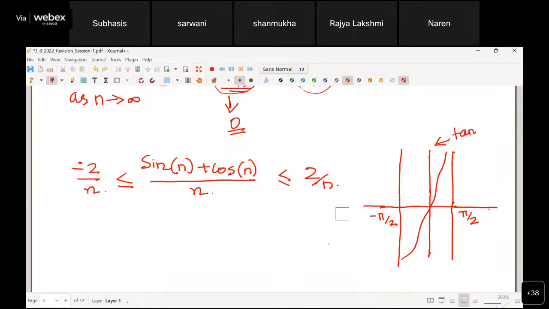Sorry, tan x. So this is actually a part of this graph. It's basically minus pi by 2 to pi by 2. Again, because this is actually your asymptote. This is asymptote, and this is asymptote, and again it will go like this, more or less, like this.